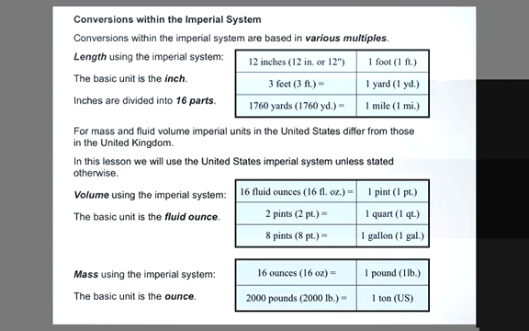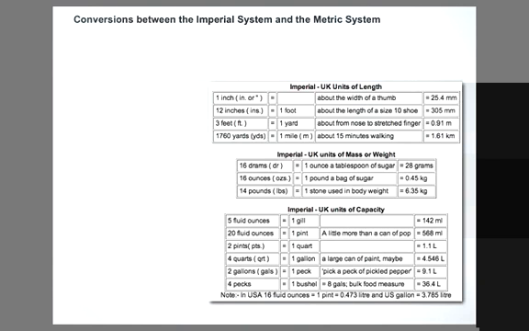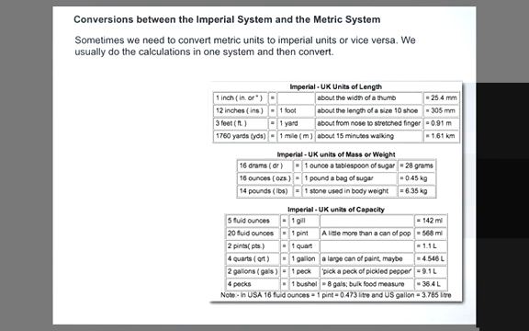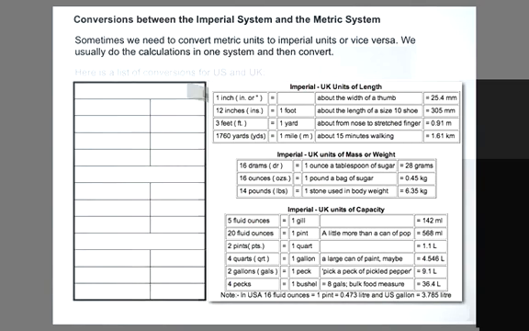As you can see, this system can get a little bit more confusing than the metric system, because it's not just tens. There are all these numbers and conversions that we have to memorize. Sometimes we need to convert metric units to imperial units, or vice versa. We usually do the calculations in one system and then convert. Here is a list of conversions for the United States and the United Kingdom.